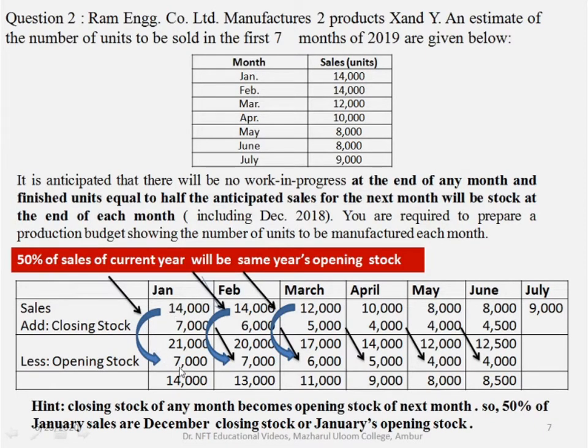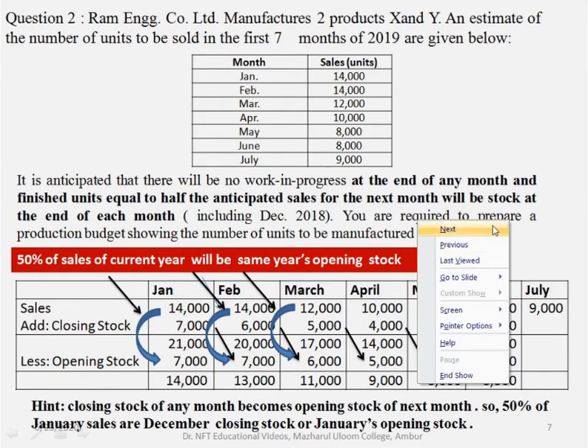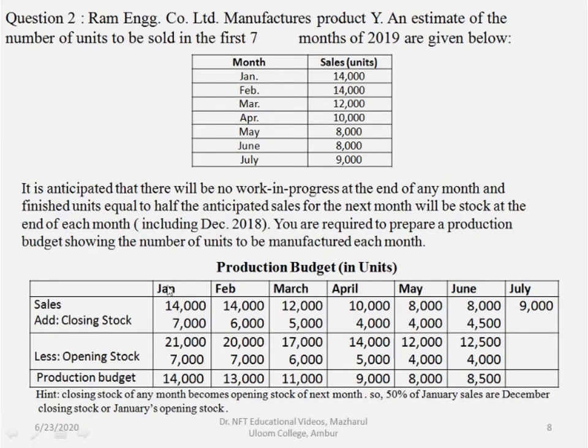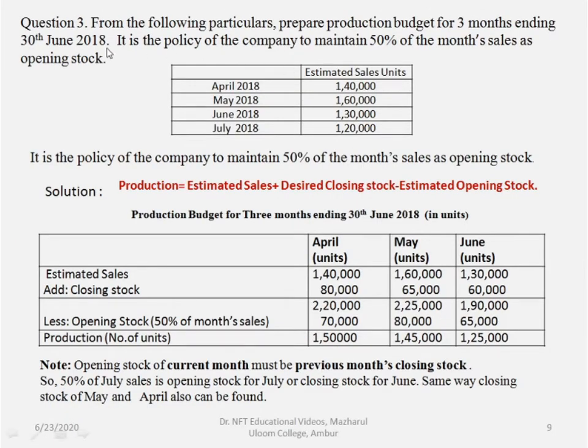So 14,000 into 50% is 7,000. 7,000 is the opening stock. If we deduct the opening stock from the total units needed, we get the production budget: 14,000, 13,000, 11,000, 9,000, 8,000 and 8,500. Only for January to June are the details completely given, so we will prepare only from January to June. They've asked us to prepare for the 6 months.